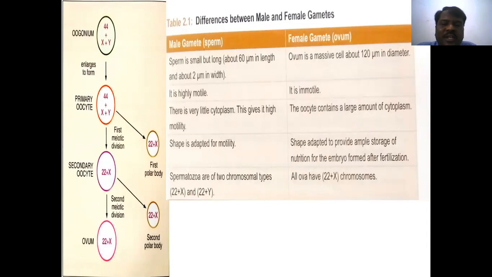Sometimes we can expect the question, what is the difference between sperm and ovum? So later we will discuss this.